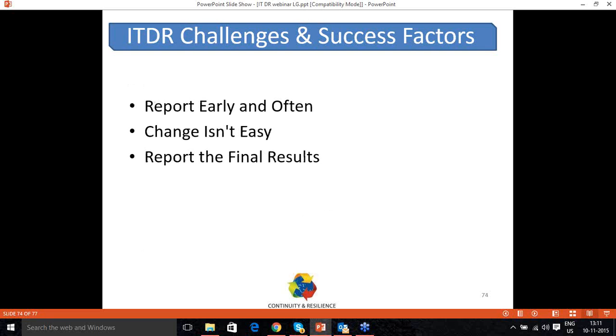Report early and often. Any incidents which are happening in your environment, have a process in place to report them as soon as possible. Manage your changes. You get to know who is making a change and what, and keep your documents ready for every step.